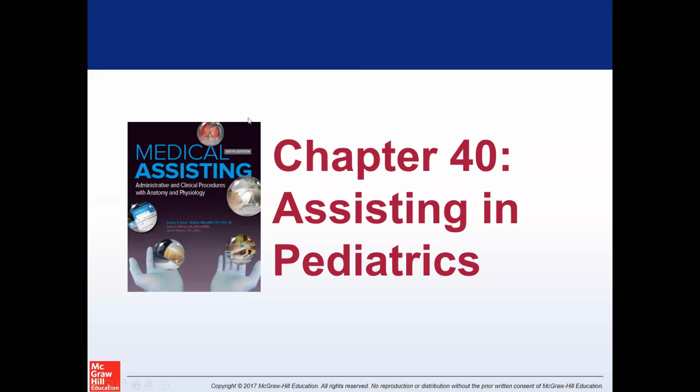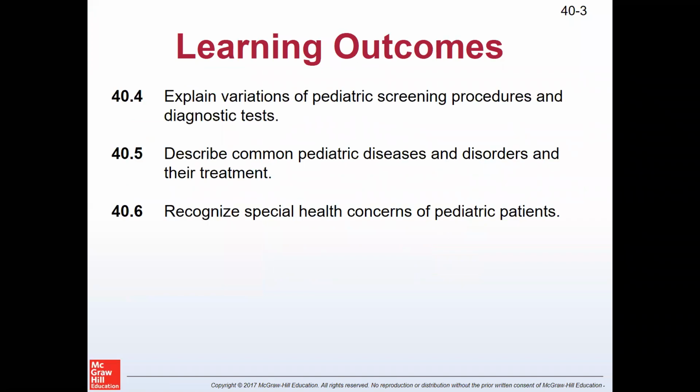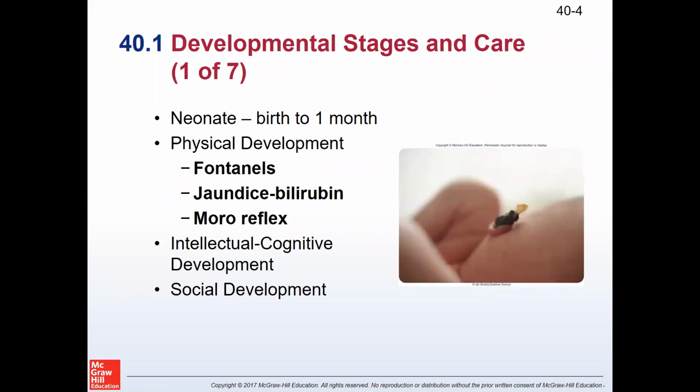Okay, so chapter 40 is assisting with pediatrics. So really in a pediatric clinic, we have to know how to do proper vital signs, proper measurements. We do need to know a little bit about their developmental stages and care. So like our neonate, that's birth to 1 month, some of their physical developments, intellectual, cognitive, and social development. So we know kind of where they're sitting at.